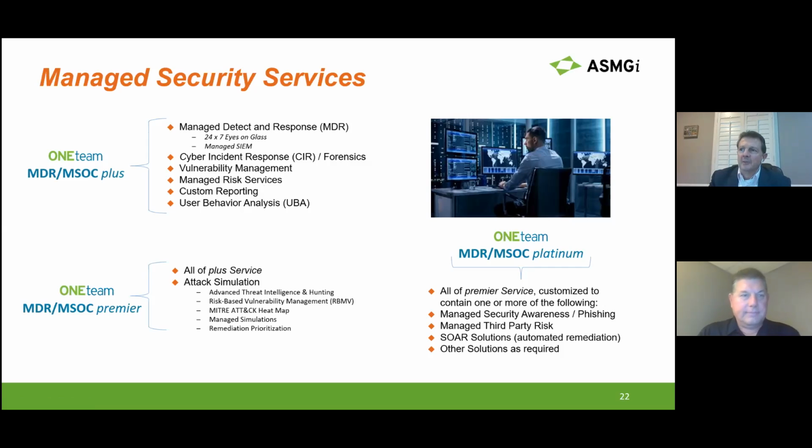Okay, I'm gonna keep on moving, but I wanted to talk a little bit about ASMGI's MDR MSOC Plus program. There are a couple of things that we're trying to package together with just standard MDR. MDR is basically having 24/7 eyes on glass, and I think that's huge, right? But being able to package with that the incident response piece, I think is a huge thing.